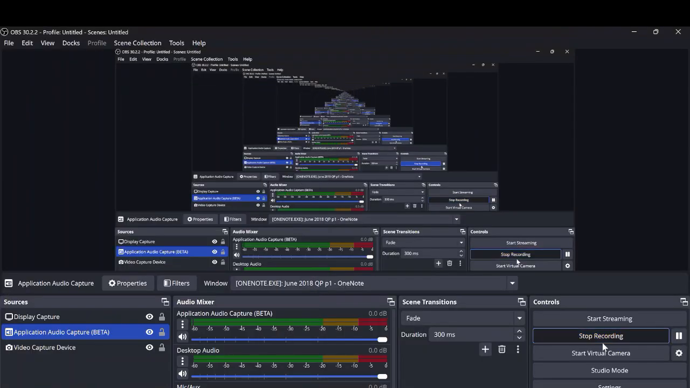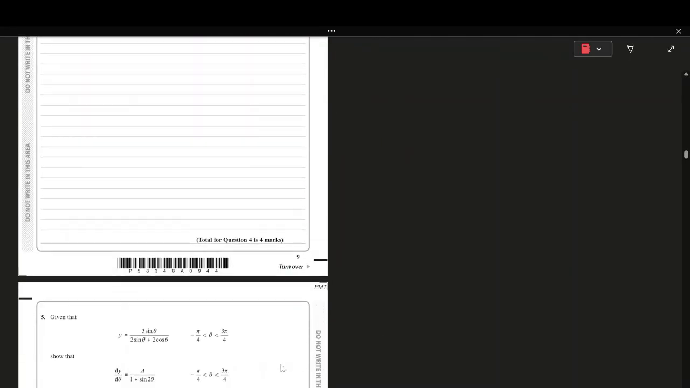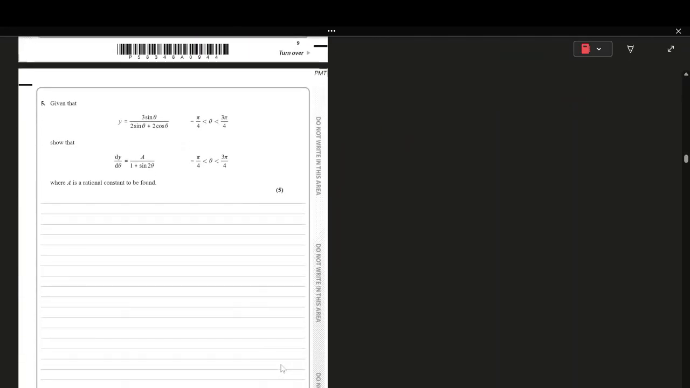So, moving on to question 5. Given that y is equal to 3 sine theta over 2 sine theta plus 2 cos theta, show that dy by d theta is equal to a over 1 plus sine 2 theta, where a is a rational constant to be found. So, since y is in the form of u over v, we will use the quotient rule.